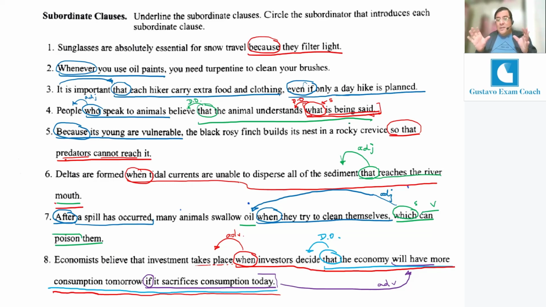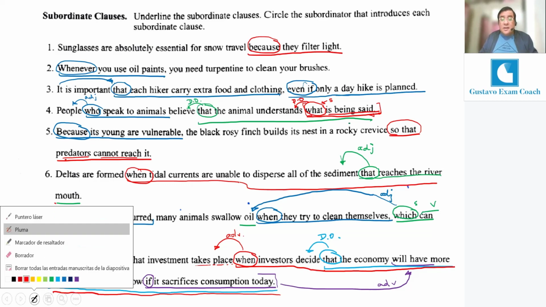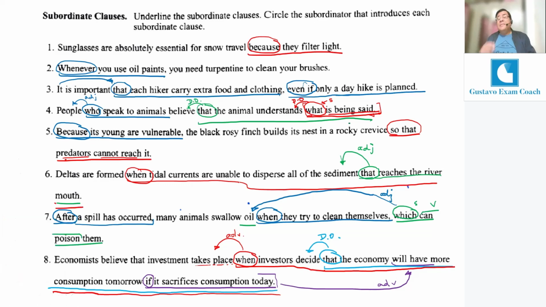But it is not a complete sentence because it is preceded by the word that. And therefore, this group of words, starting with that investment, makes another subordinate clause. Take a look. That investment takes place when investors decide that the economy will have more consumption tomorrow if it sacrifices consumption today. All of it is a subordinate clause. Why? Because of the word that. This word subordinates the whole clause to something earlier.